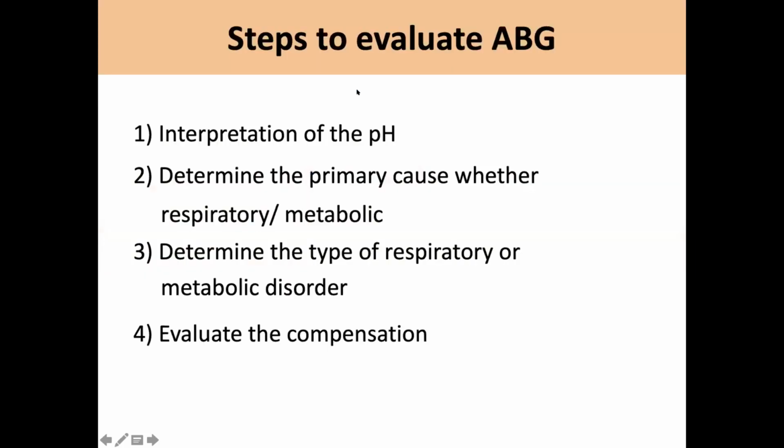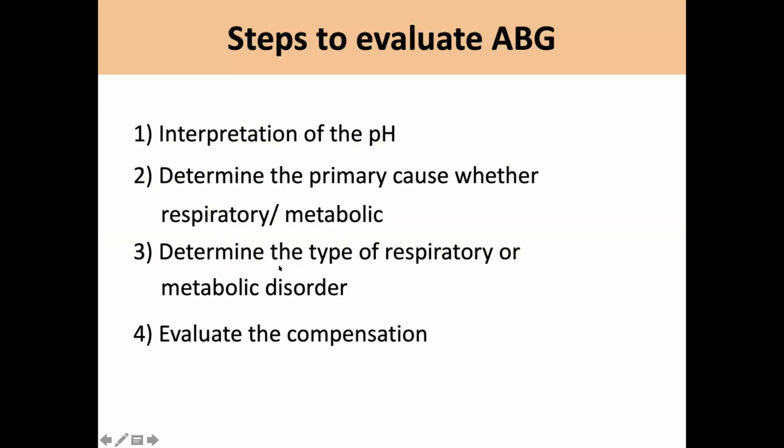So now we come on to the steps to evaluate ABG. There are mainly 4 steps to evaluate. First is always to see the pH and determine the pH of the patient. Second is to determine what is causing that alteration of the pH. Is it respiratory or the metabolic part, the bicarbonate part?